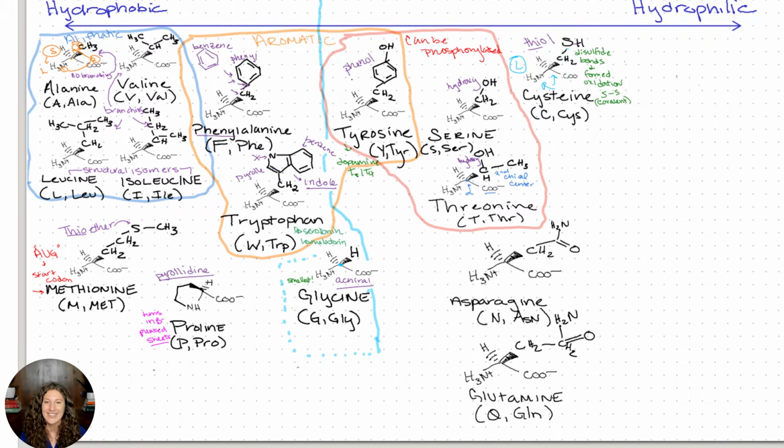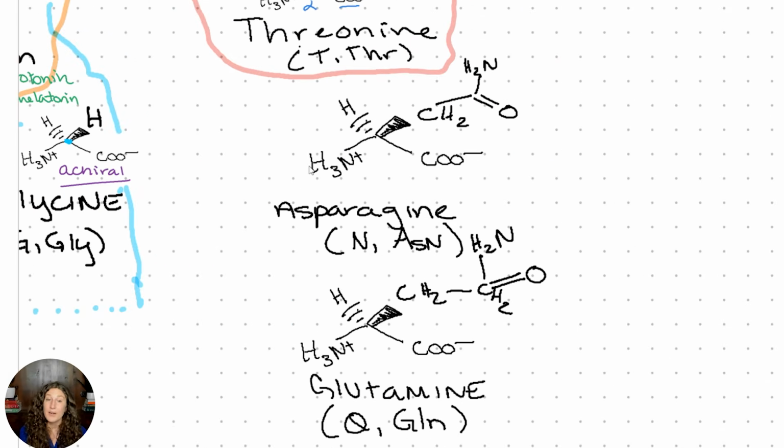Let's zoom in and take a look at their features. Asparagine and glutamine are great to learn together because they have very similar structures. We can see that asparagine has 1 carbon and then an amide group. We're talking organic chemistry, this is an amide. An amide has a double bonded oxygen to a carbon who's also bound to an amino group.